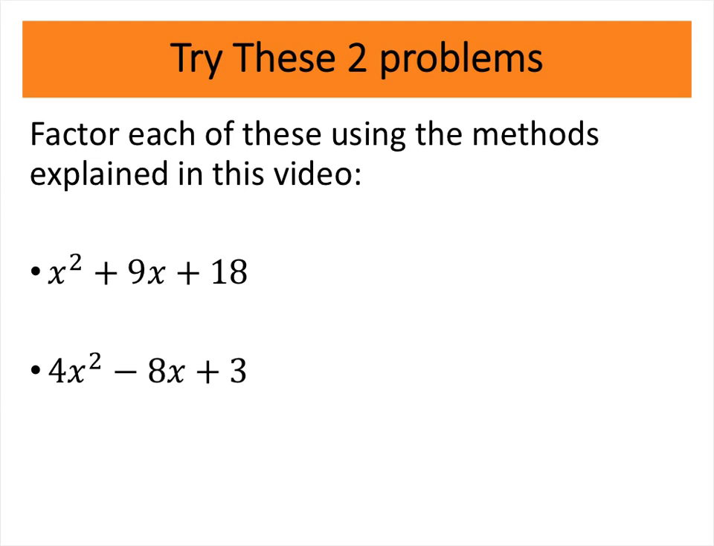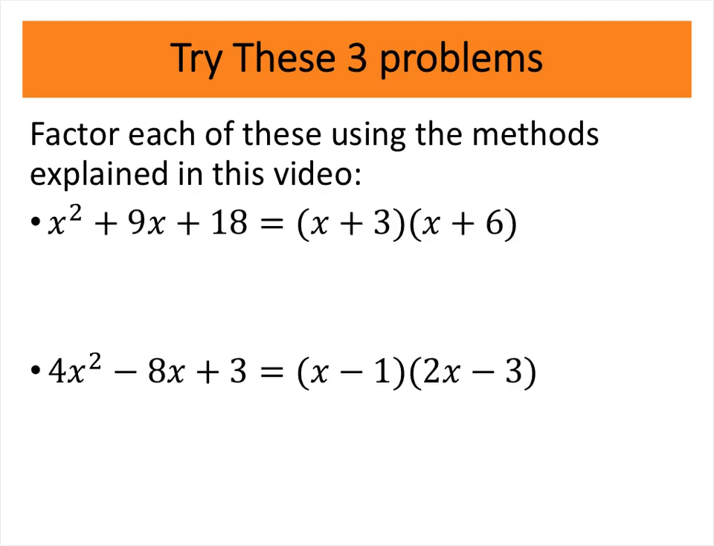Hopefully you've had a couple of moments to try these. Let's check out some of the answers for them. If you factor these, the factored form should be 3x times x plus 3 times x plus 6, and for the second one, x minus 1 times 2x minus 3. And if you have questions, please do ask your teacher during your class meetings how they got this answer.